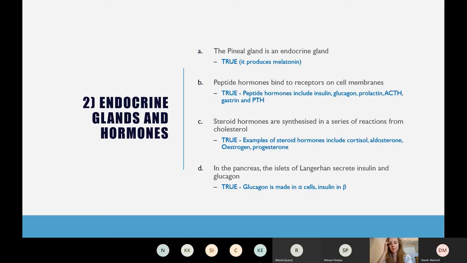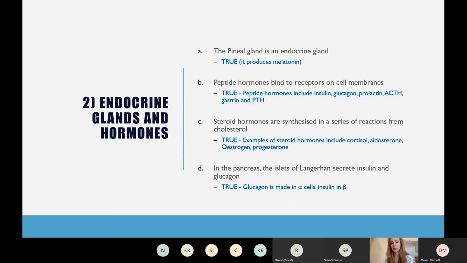Okay, so all of these were in fact true. The pineal gland is an endocrine gland and it produces melatonin. B, again true, peptide hormones do bind to receptors on cell membranes rather than enter the cell. Peptide hormones include insulin, glucagon, prolactin, ACTH, gastrin and PTH. C, steroid hormones are synthesized in a series of reactions from cholesterol. Examples of steroid hormones include cortisol, aldosterone, estrogen, and progesterone.